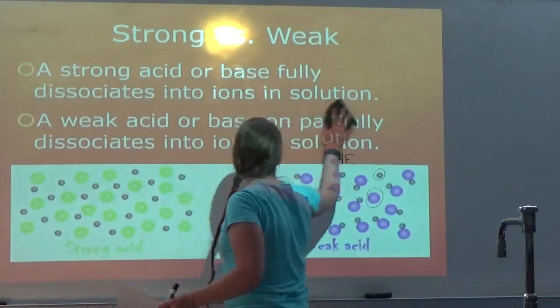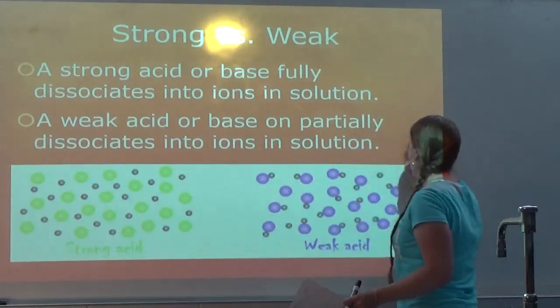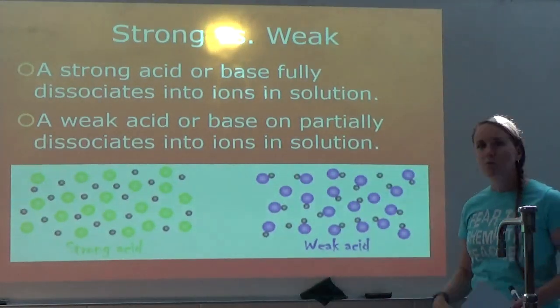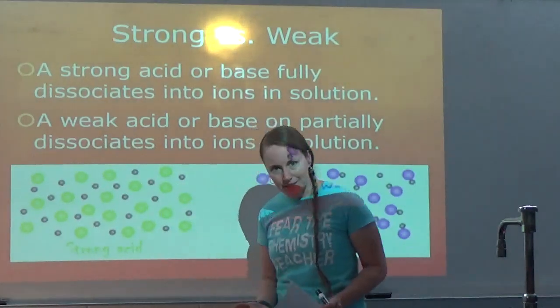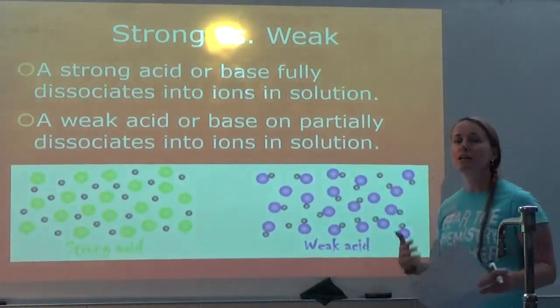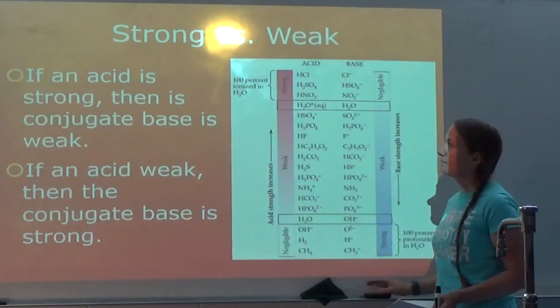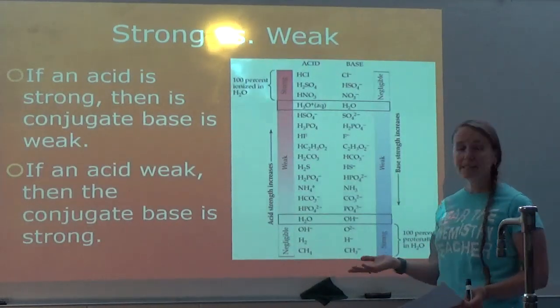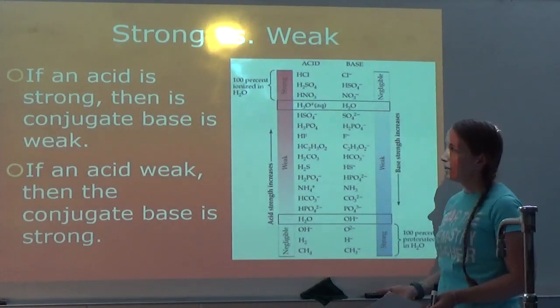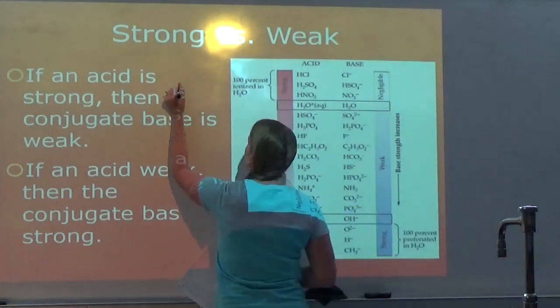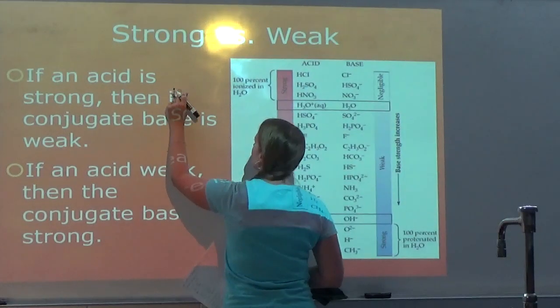It's odd because you want to think, oh, the strong would obviously stay together. Well, no, it's strong because it makes a lot of H plus. That's what makes it more acidic. So if an acid is strong, then its conjugate base is weak. Boy, I'm full of typos. I should have it right here.